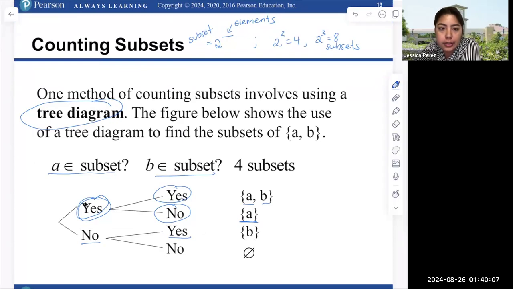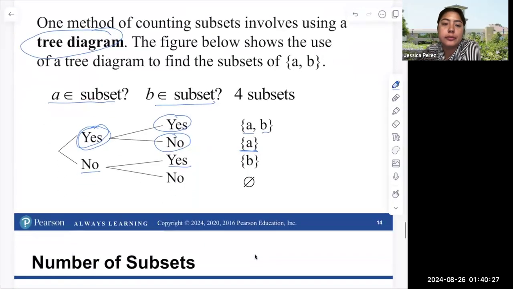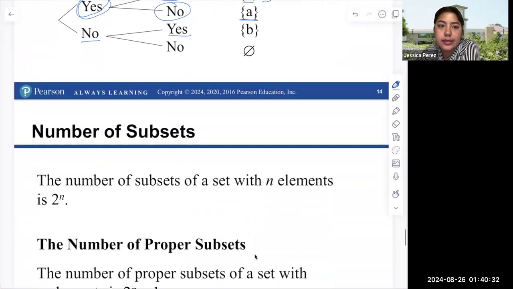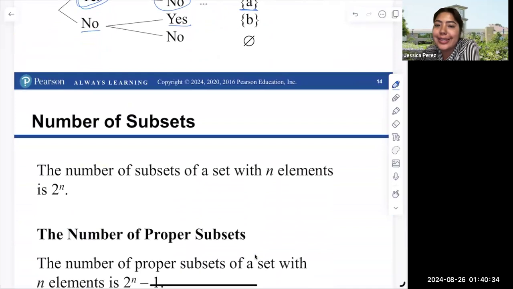So, is A a subset? Yes or no? If B is yes or no, each has one yes or no, and then you do a tree. Yes, yes, that means A and B are in there. Yes and no, that means only A. No and yes, that means only B. And then no and no, that is the empty set for subsets. Again, how do we use the formula for the number of subsets? The number of subsets of a set with n elements is 2 raised to the n, where n stands for the elements in the set.